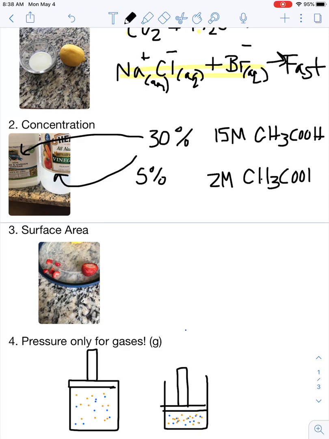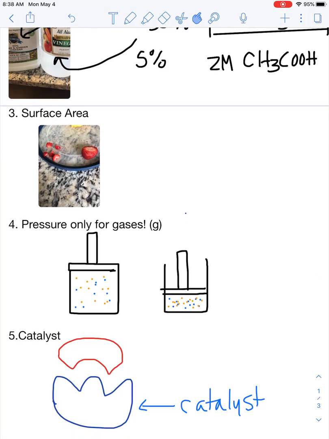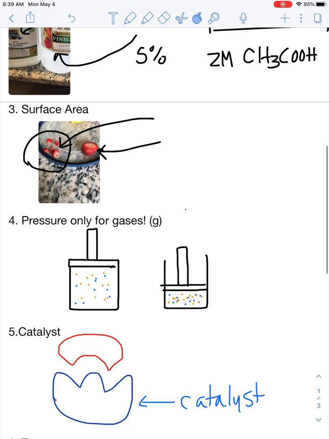Ethanoic acid. If this was a really strong acid and you got it on your skin, the one that would react the fastest is the one with the higher concentration. So a higher concentration is a faster reaction. Another picture here is surface area. If you cut up strawberries, versus a whole strawberry, and you leave them out for a while, the one that's going to react faster is the cut one because it has a greater surface area. More contact, more oxygen contacting all different parts of the strawberry, so the reaction is going to happen faster. The greater the surface area, the greater the reaction.